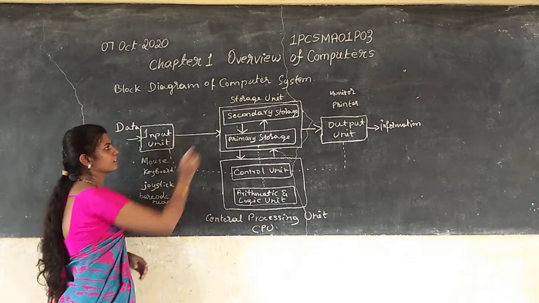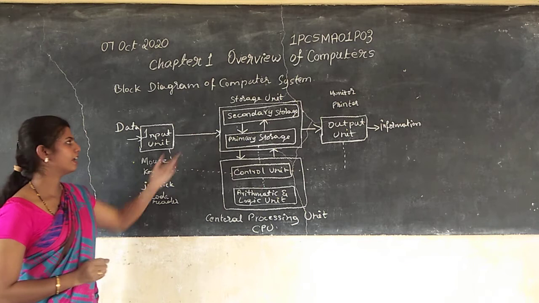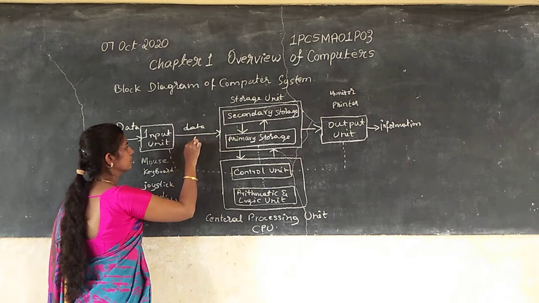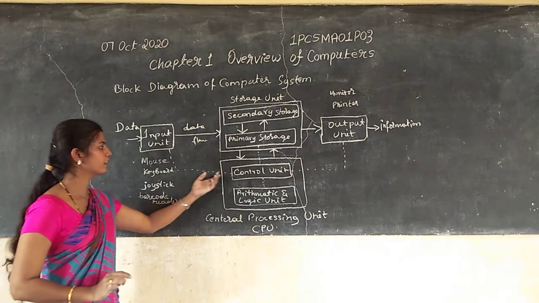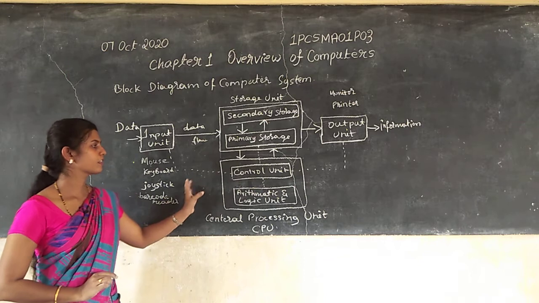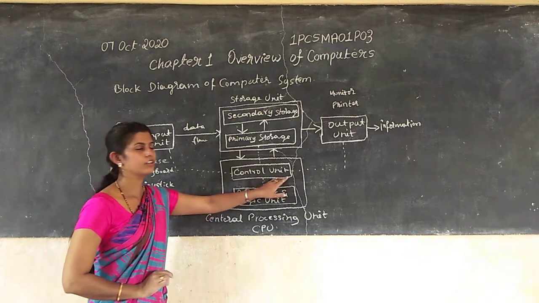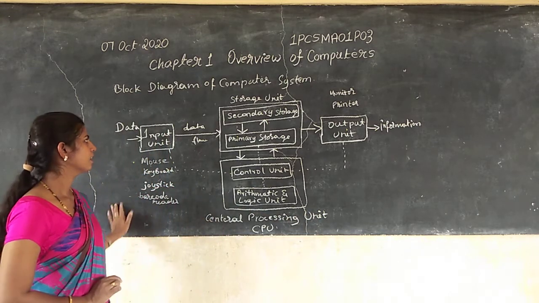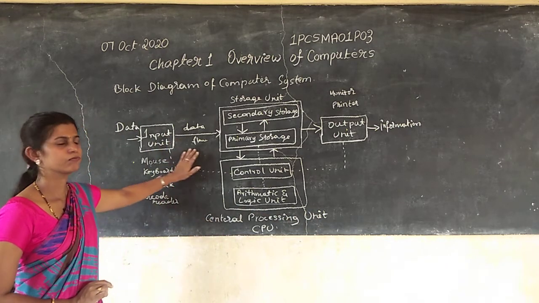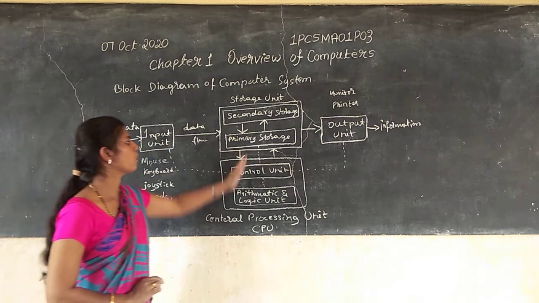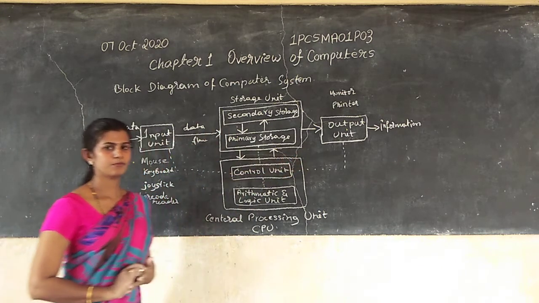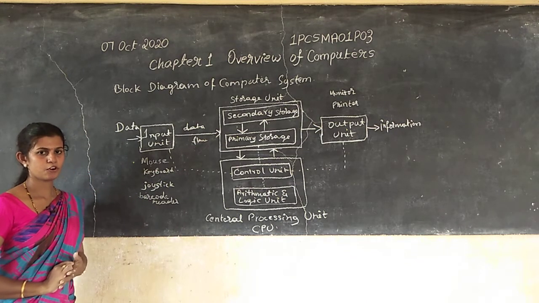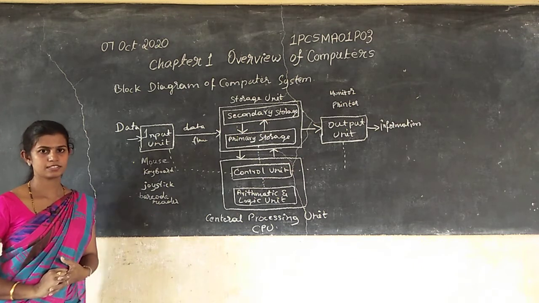The solid lines indicate the data flow, and these dotted lines indicate the control, like the control unit controls all the components of your computer, and data flow will be done through all the components of the computer. So, this is about the block diagram of the computer, which is very important. It is asked for 5 marks.